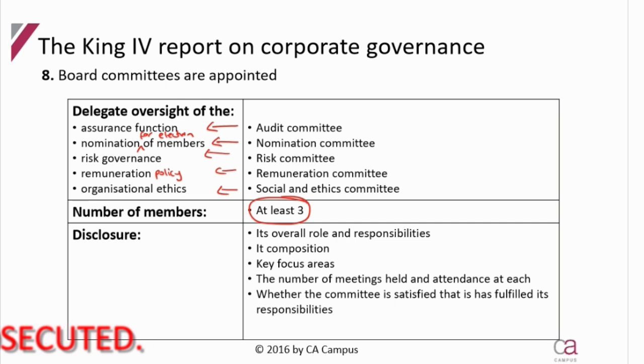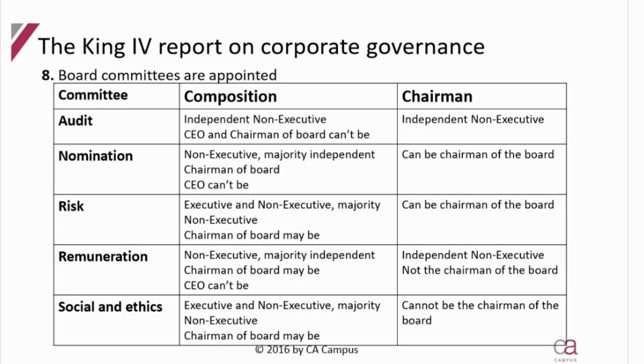And for all your committees, when you look at each of them, they ask you for specific disclosure. This is the disclosure: the role, the composition, focus areas, the number of meetings, and if they're satisfied that they fulfilled their responsibilities. So yeah, we can see the composition of them. So make sure you're comfortable with this. With regards to the chairman, we're talking here about the chairman of the committee, not of the board. Okay?